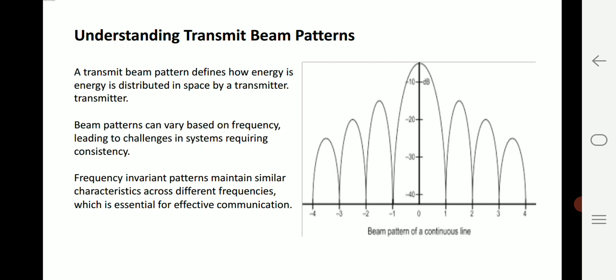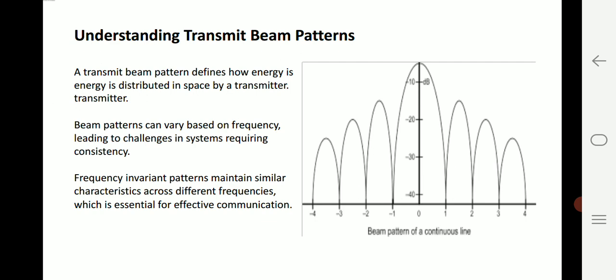Understanding transmit beam patterns. For example, I'm showing here the beam pattern of a continuous line. A transmit beam pattern defines how energy is distributed in space by a transmitter. Beam patterns can vary based on frequency, leading to challenges in systems requiring consistency.